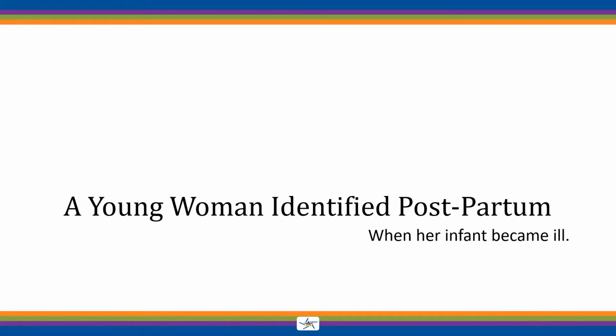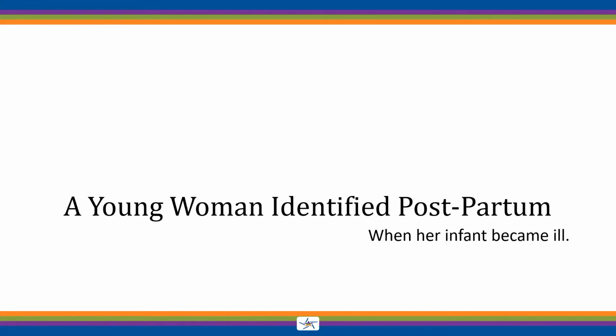So the first case is a young woman, Dr. Armitage's case, who was identified postpartum. And unfortunately, I think you're going to see a theme in these three cases. Part of the reason that I use these three is that I want them to be examples of how we should find women before they get to this point. This young woman was identified postpartum because her newborn infant became very ill.